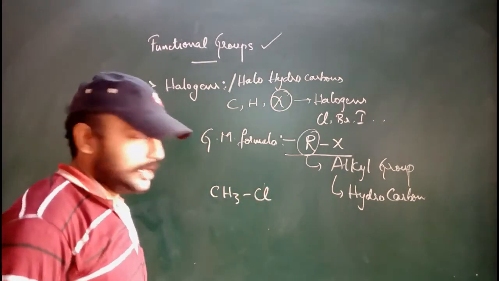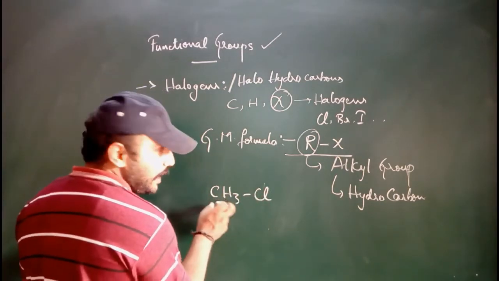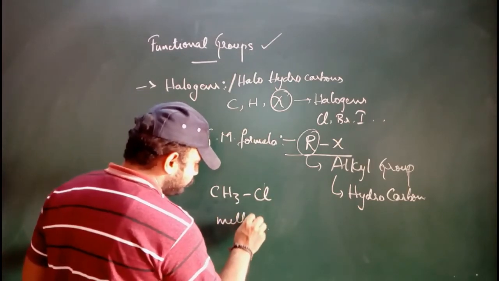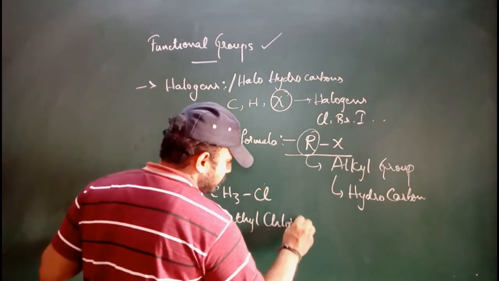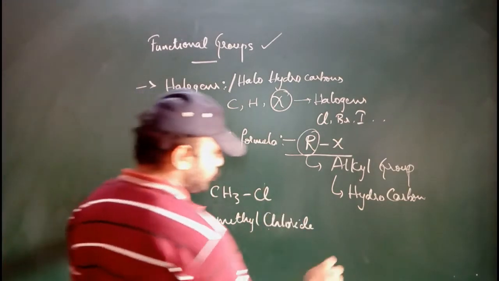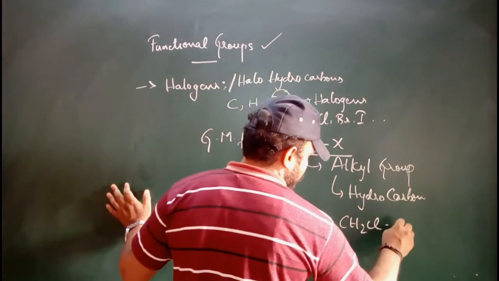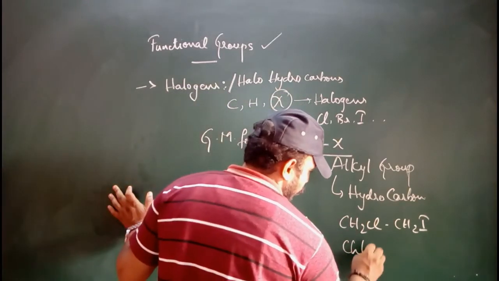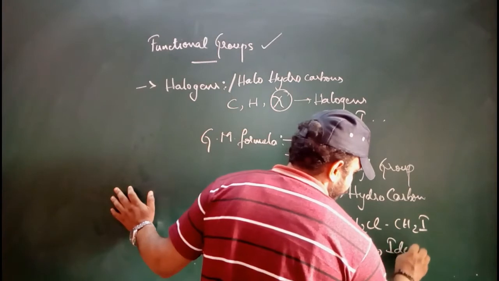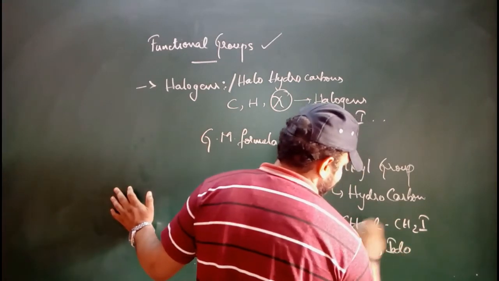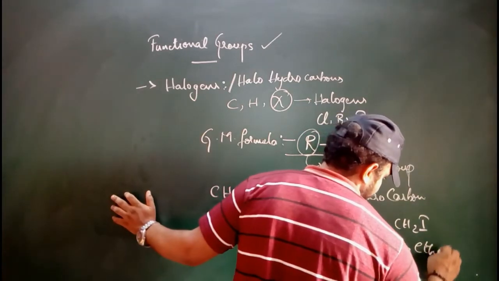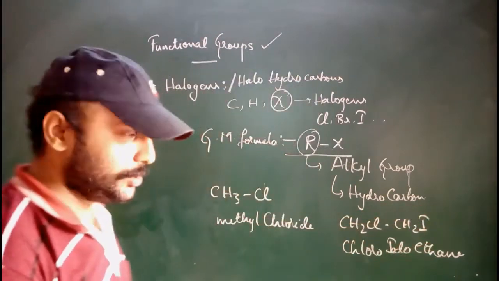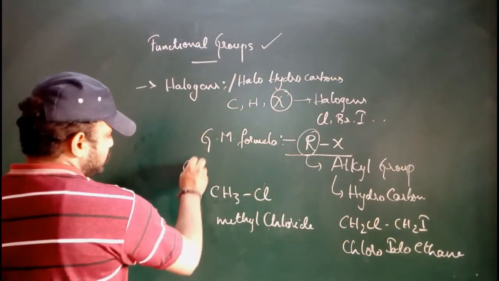If you take some examples, like CH3Cl. It is one hydrocarbon to which one halogen is added. So it is called methyl chloride. If you take some more examples, like CH2Cl, CH2I. What is the name of this one? It is called chloroiodo. How many carbons are there? 2 carbons. It is called ethane. Chloroiodoethane.